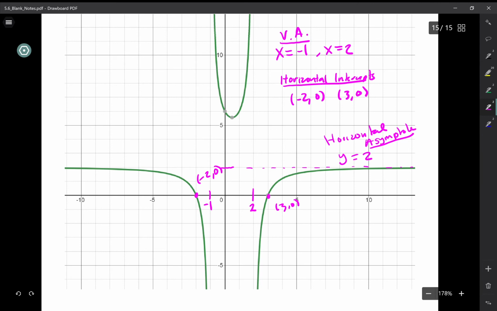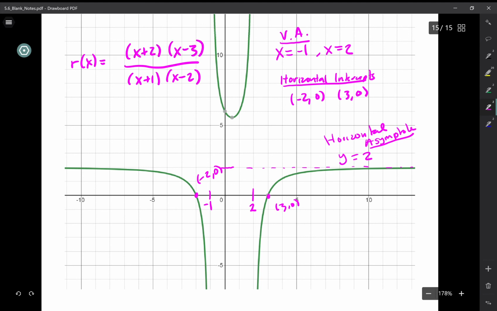All right, so by reading the graph, I got all this information, and now I can put my function together. I'm going to do it up here in the left-hand corner. R(x) equals, all right, well, the vertical asymptotes tell us about the denominator, x minus -1 or x plus 1, x minus 2, x plus 2, x minus 3.